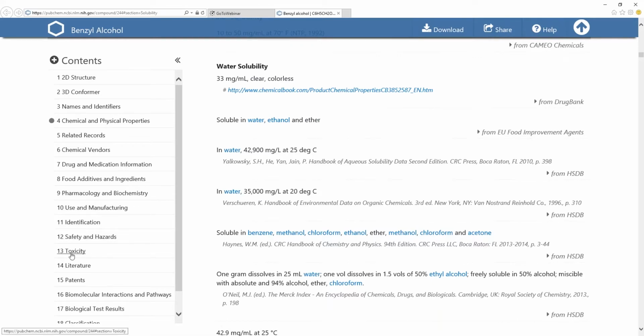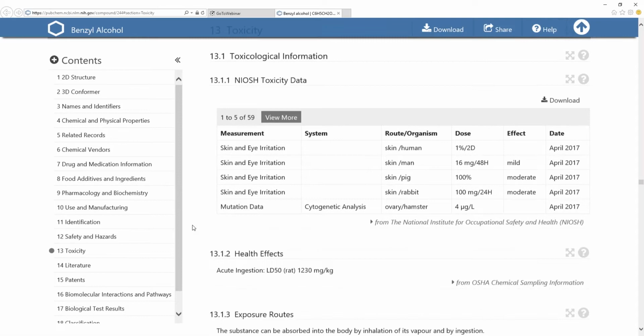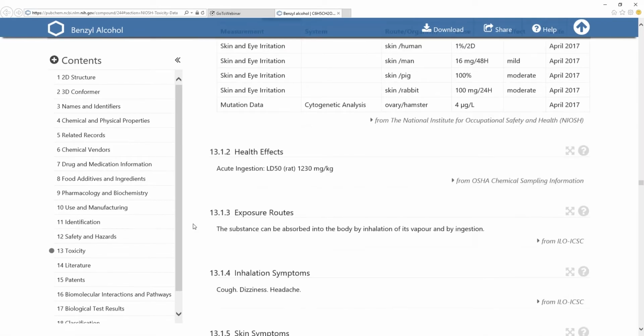Now let's go to the toxicity information. Here, the toxicity information is provided. It gives kind of a summary. This chemical does have some skin and eye irritation, so it provides some of that, and some of the doses. It talks a little bit about some of the health effects and inhalation symptoms.